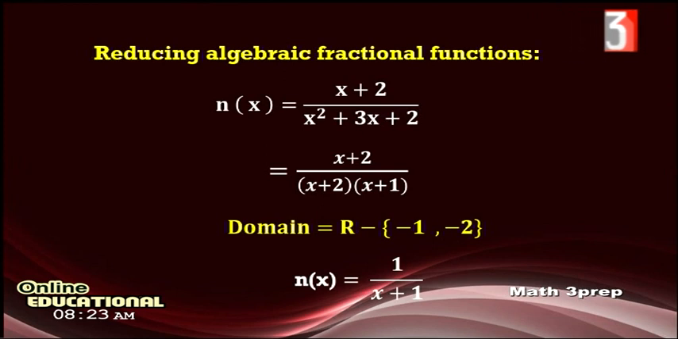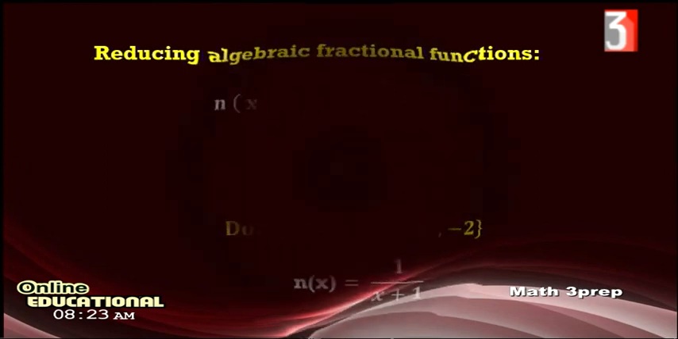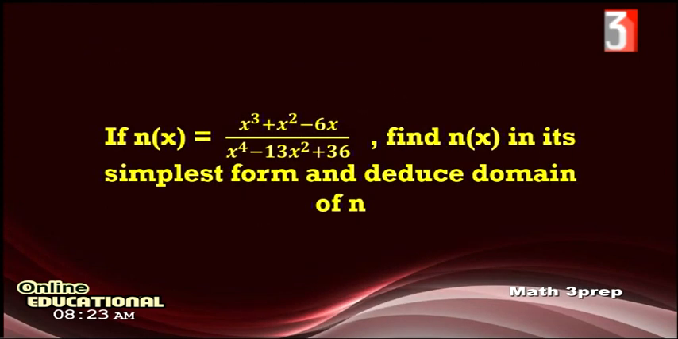Let us see another example. If n of x equals x to the power of 3 plus x to the power of 2 minus 6x over x to the power of 4 minus 13x to the power of 2 plus 36, find n of x in its simplest form and deduce the domain of n. I want you to make the simplification process and then find the domain.